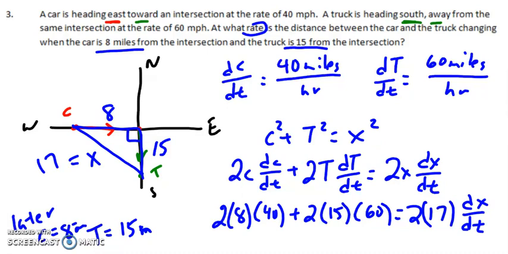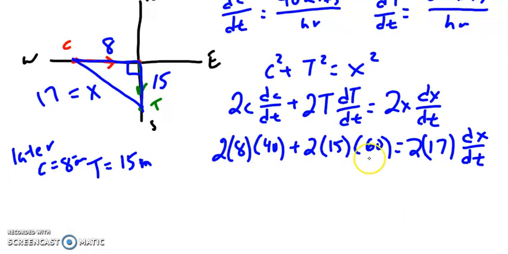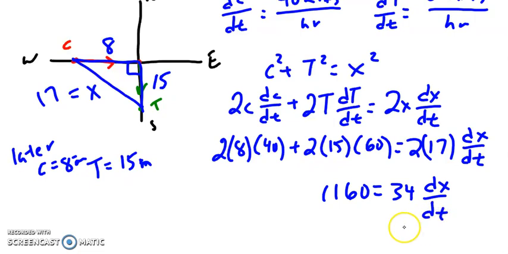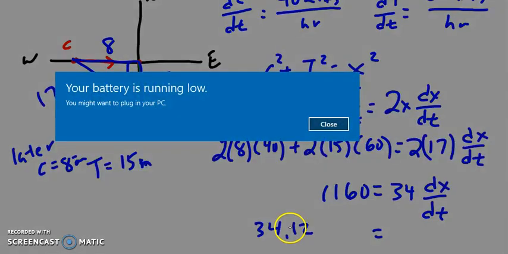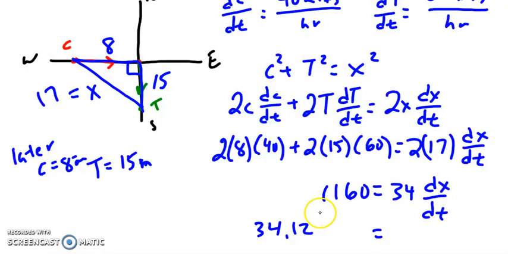Now it's just a matter of order of operations. On the left-hand side, if I use my calculator, plug that in, I should get 1,160. 2 times 17 is 34. So dx over dt is going to be 34.12. And again, this should be, oh, look at that, just in time, in terms of miles per hour.